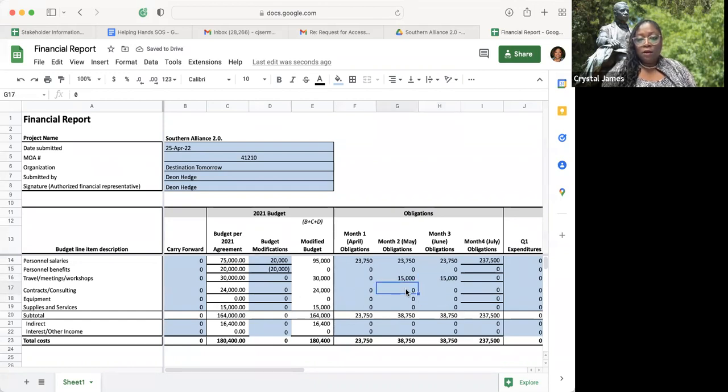And maybe let's say you're not going to start paying your contractors until month 2. And so you'll take that 24,000 divided by 3.